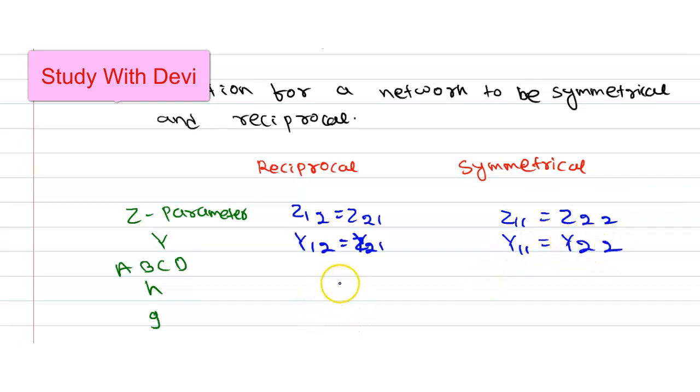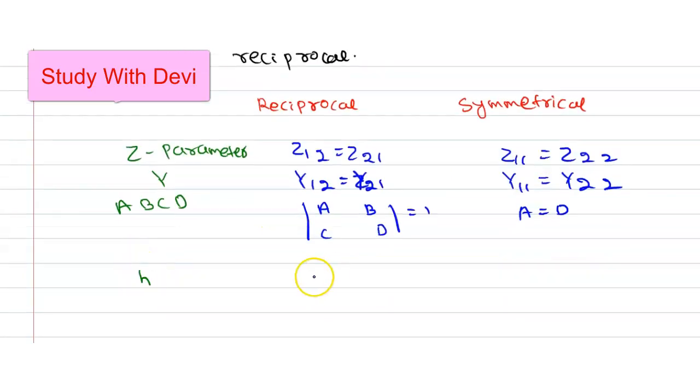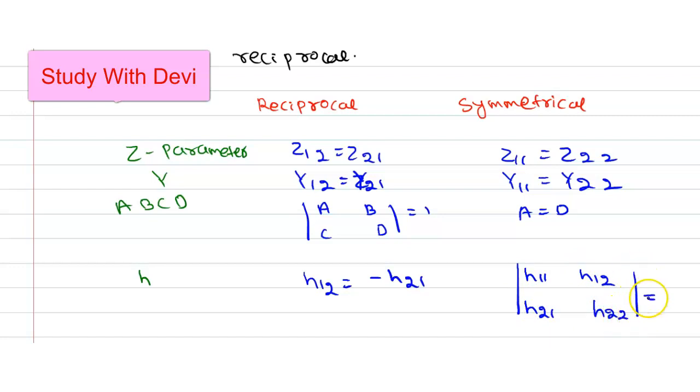For ABCD parameter, reciprocal condition is AD minus BC, determinant equal to 1. For symmetrical, the condition is A equal to D. For H parameter, reciprocal condition we can write H12 equal to minus H21, and for symmetrical the condition is H11 H22 minus H12 H21, determinant equal to 1.